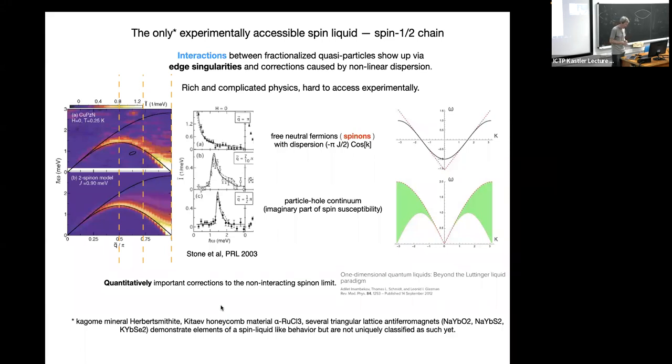Two-dimensional and quasi-two-dimensional systems look extremely promising, and there are some neutron data appealing on them. But let me focus on 1D, because that's where the experiment which I aim to present to you has been done.